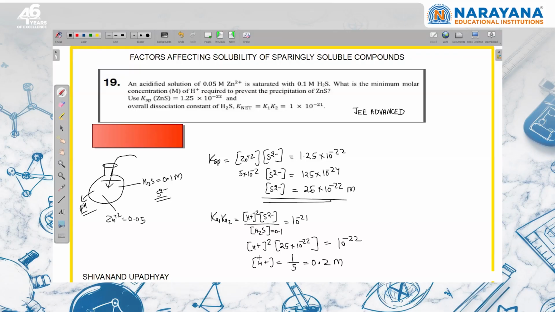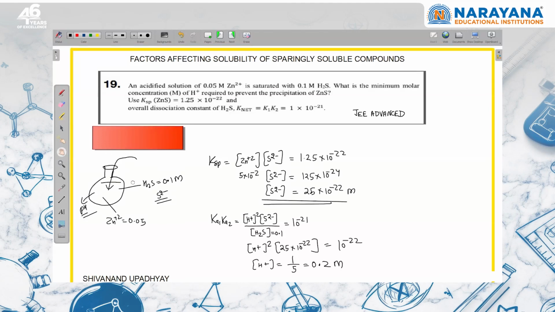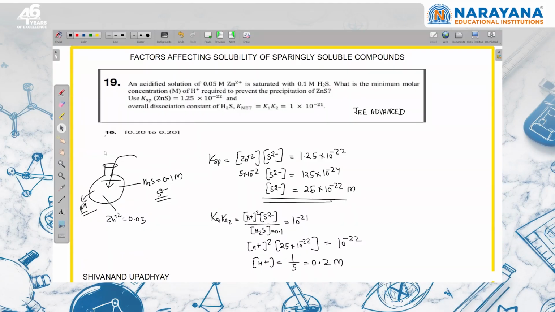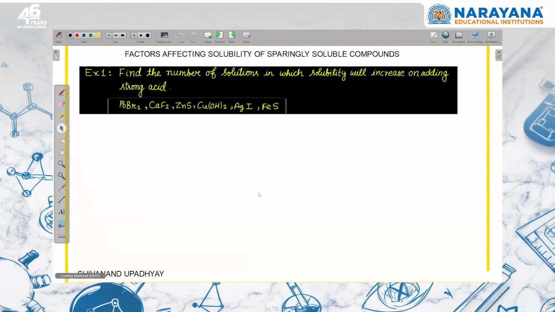यही पूछ रहे हैं कि कितना H+ होना चाहिए कि इसका precipitation ना हो. अगर sulfide ion का concentration इससे ज्यादा होगा तो precipitation होगा, right? अगर sulfide ion का concentration ज्यादा होगा तो H+ ion का concentration कम होगा, right? So they are just asking what is the minimum molar concentration of H+ ion to stop the precipitation. So this is the concentration, right? So from here we can see that JEE Advanced में जो answer दे रखा है, you can check this answer, right? So 0.2 is given, right?